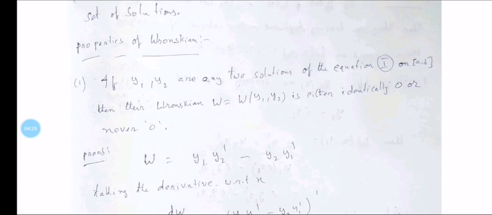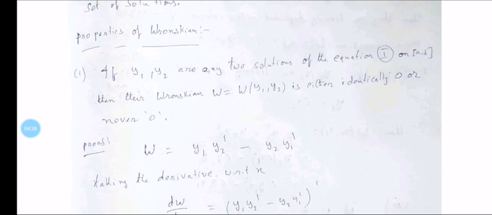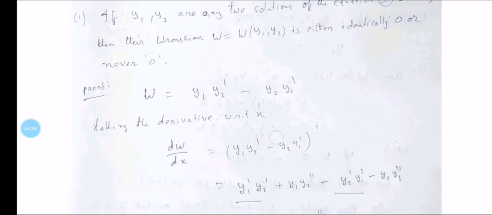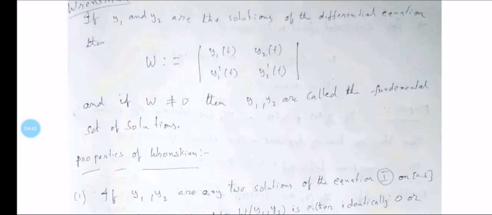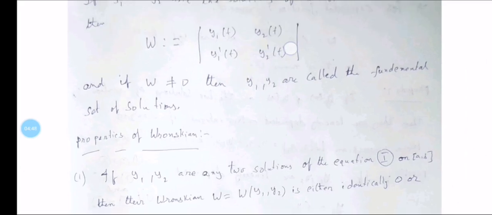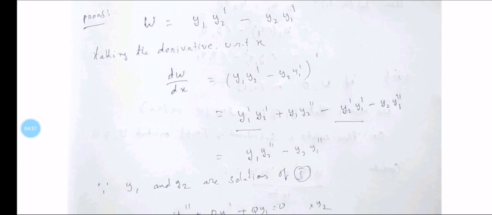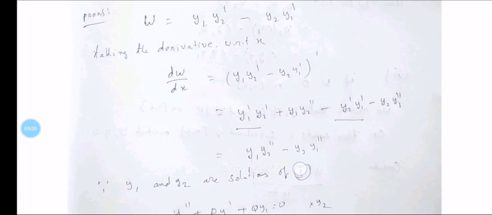Some properties of the Wronskian: if y1 and y2 are two solutions of the equation on some interval (a, b), then the Wronskian W = W(y1, y2) is either identically 0 or it is never 0. So what is our W? If we evaluate the determinant, with y1, y2', y1', y2, this is our W. So we take the derivative with respect to x, so dW/dx we can write like this.